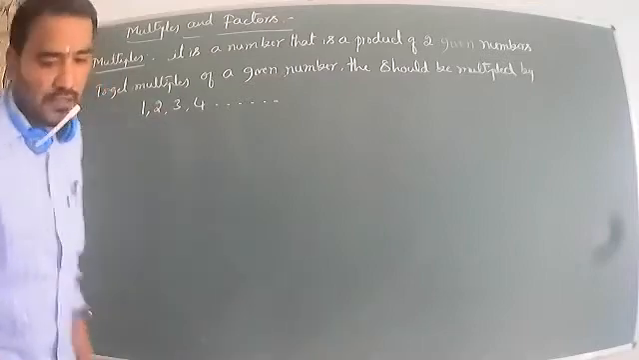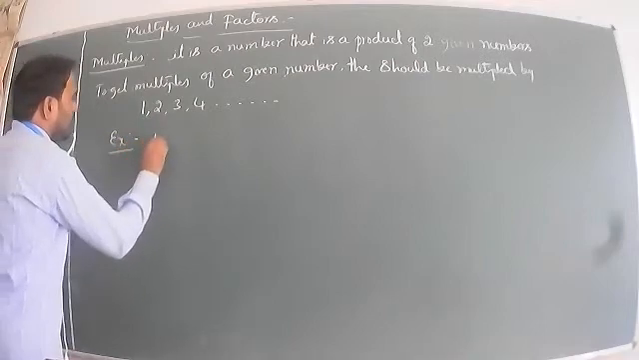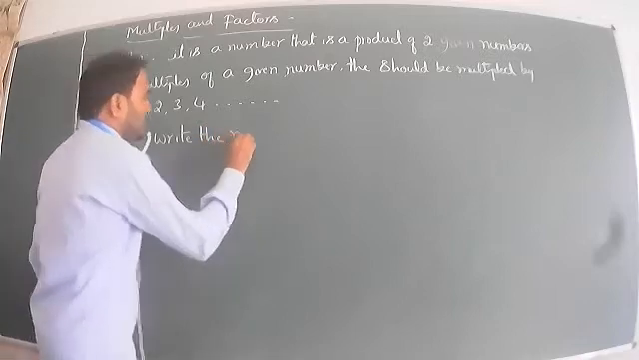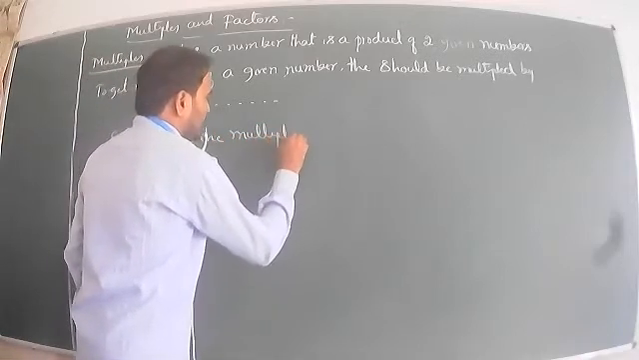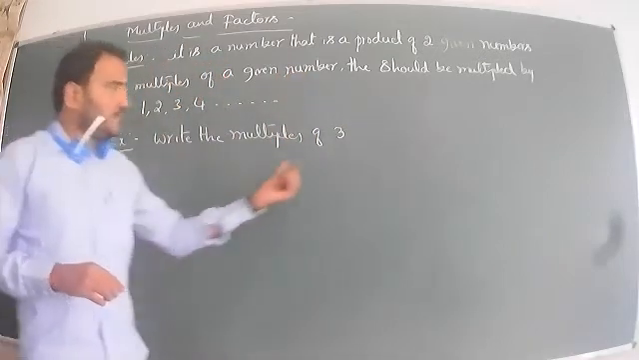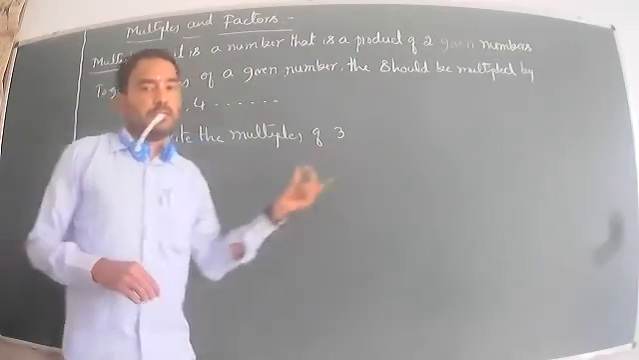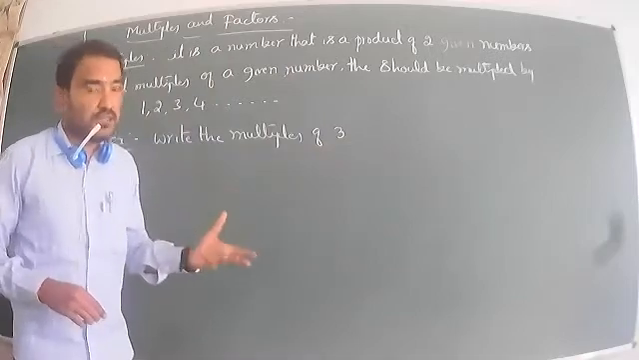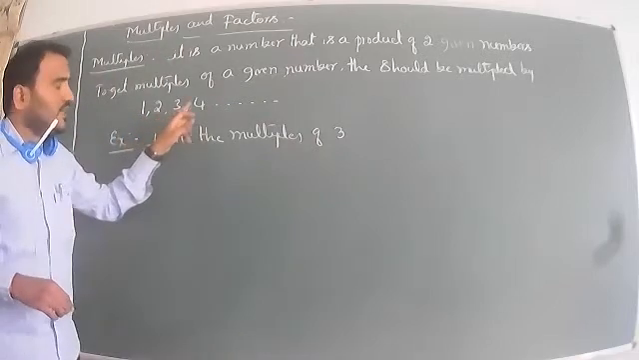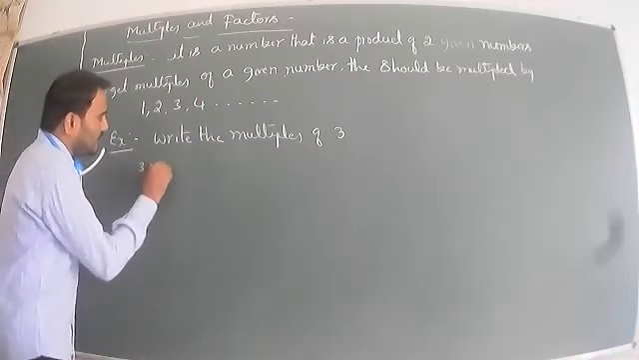I have written one example. Write the multiples of 3. 3 is the given number. Using this number, find the multiples. Which numbers do we multiply with the given number? First 1, then 2, then 3, then 4, continuous numbers. First we multiply 3 into 1 equals what?